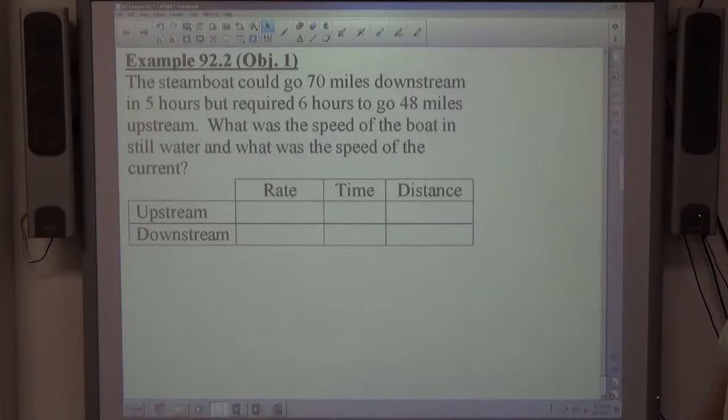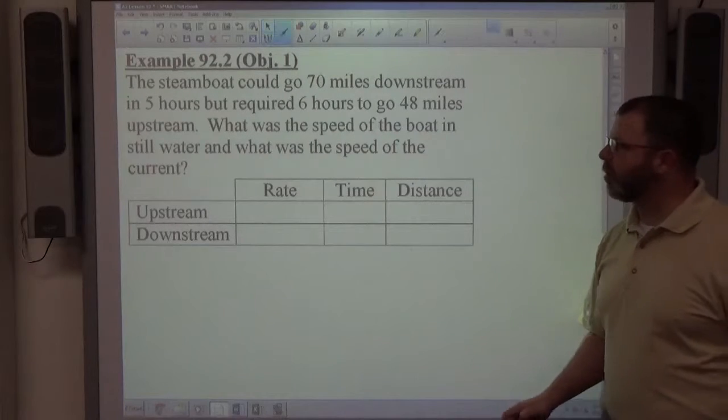The steamboat could go 70 miles downstream in 5 hours, but required 6 hours to go 48 miles upstream. What was the speed of the boat in still water? What was the speed of the current?